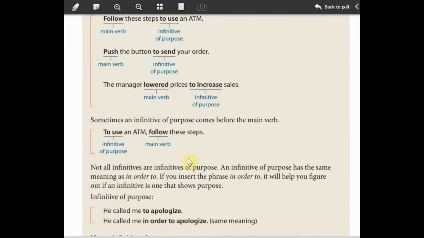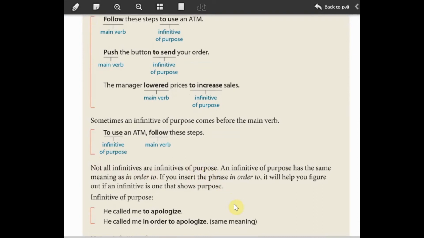One thing that we must remember when dealing with infinitives is that not all infinitives are infinitives of purpose. And how do we know when an infinitive is an infinitive of purpose? We know this by, A, asking the question why. Does it answer the question why? If the infinitive answers the question why, then it is an infinitive of purpose. And secondly, we place in order to in the sentence.